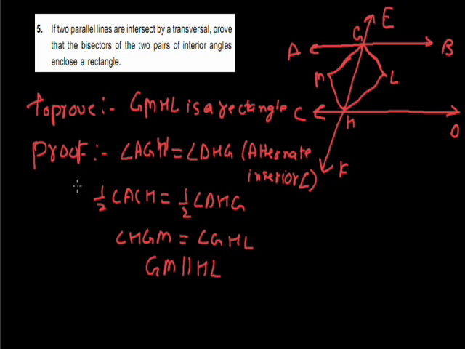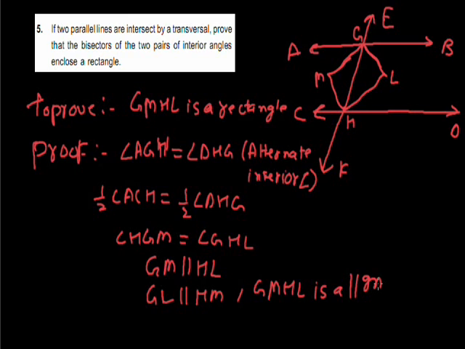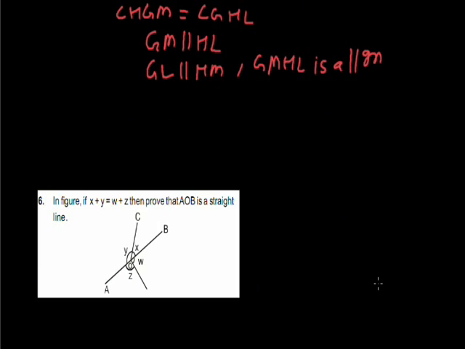So GL is parallel to HM. We can say that if both pairs of opposite sides of a quadrilateral are parallel, then GMHL is a parallelogram. Since AB is parallel to CD and EF is a transversal, we can write angle BGH plus angle DHG is equal to 180 degree.